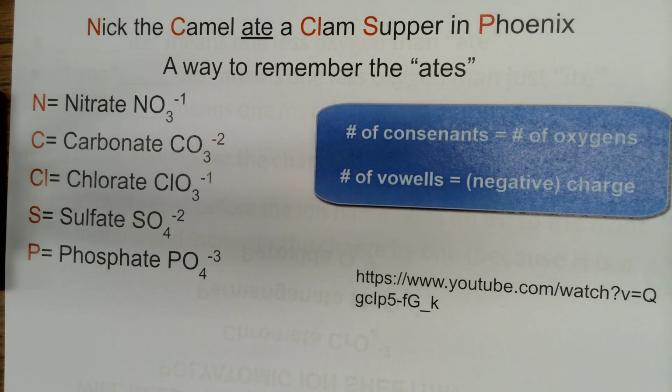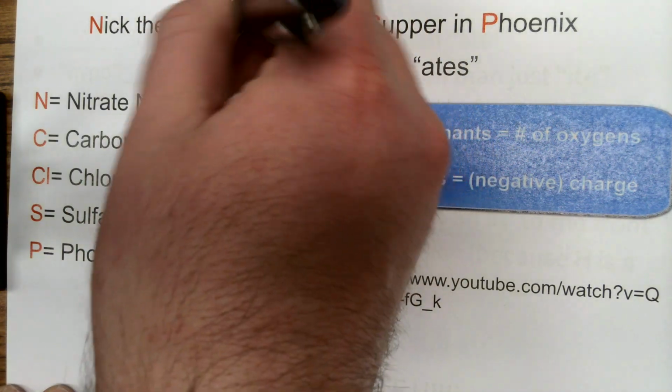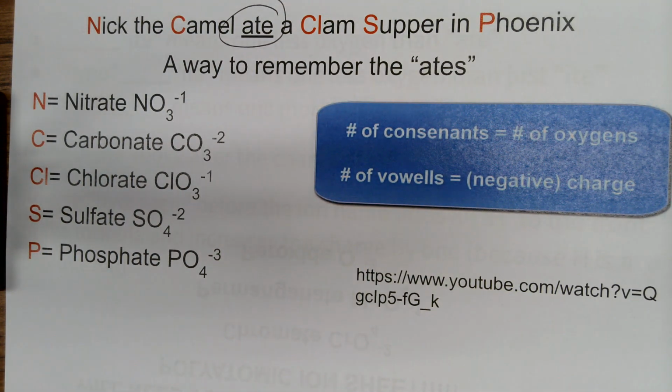This sentence is going to help us identify all of the polyatomic ions that end with ate. Those are going to be my nitrates, my carbonates, my chlorates, my sulfates, and my phosphates. That's only 5 of them. But if I know my ates, I know all my ites. If I know all my ites, I know all my hypoites. It's all based on how many oxygens are present.